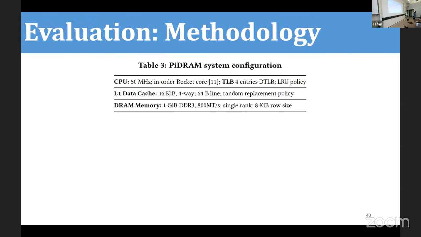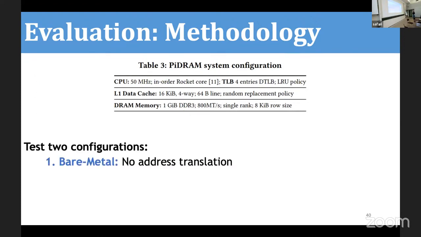So basically, we evaluate the performance of the RowClone operation with the system support. Here, there is a table that shows the configuration of PiDRAM. We have a 5 megahertz CPU that uses an in-order pipeline Rocket core. It uses a small L1 data cache, and we have 1 gigabyte of DDR3 that runs at 800 megatransfers per second.